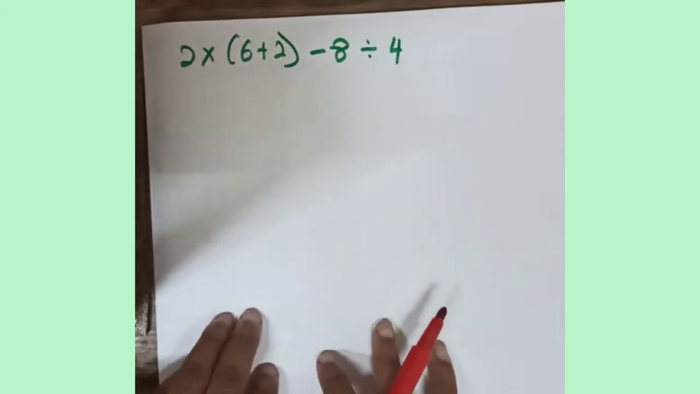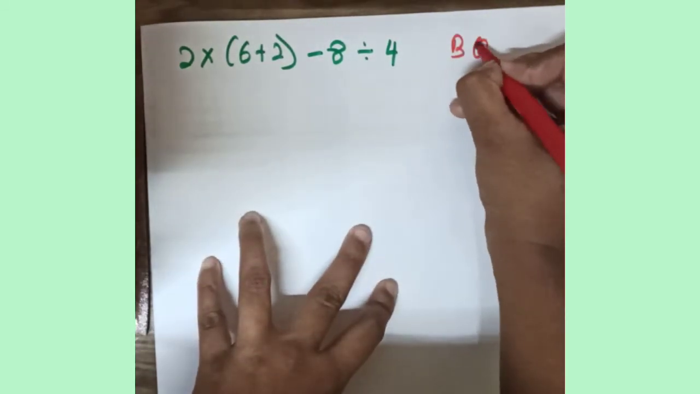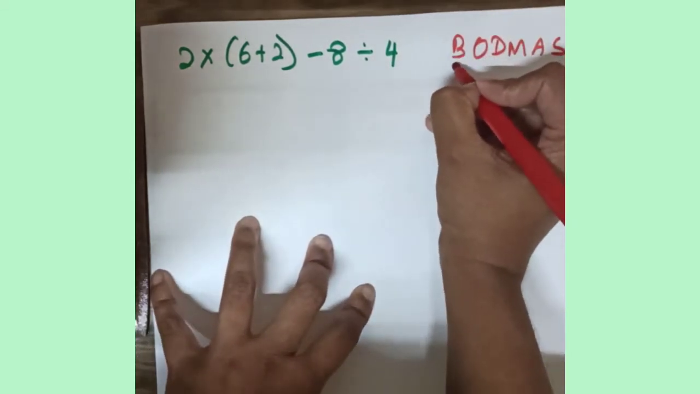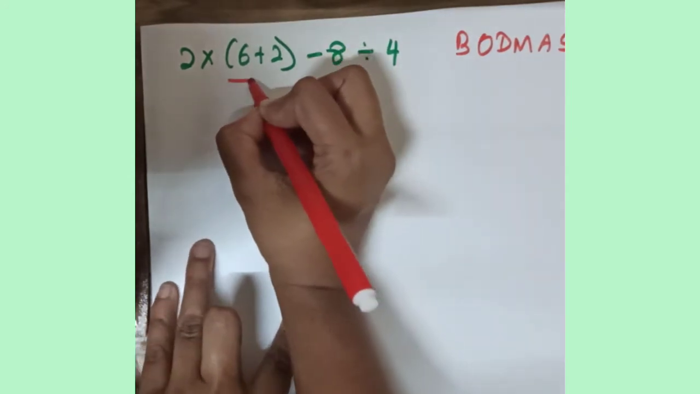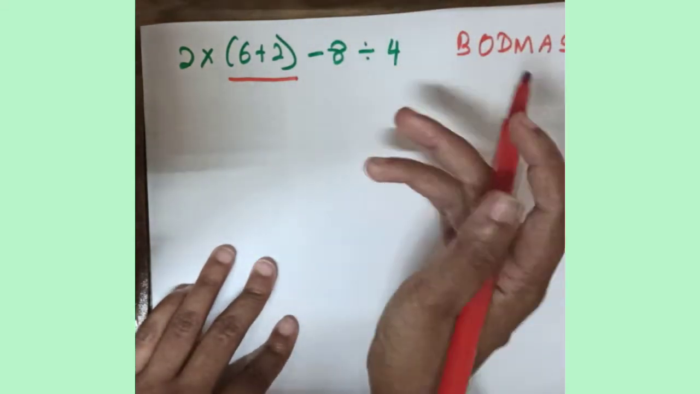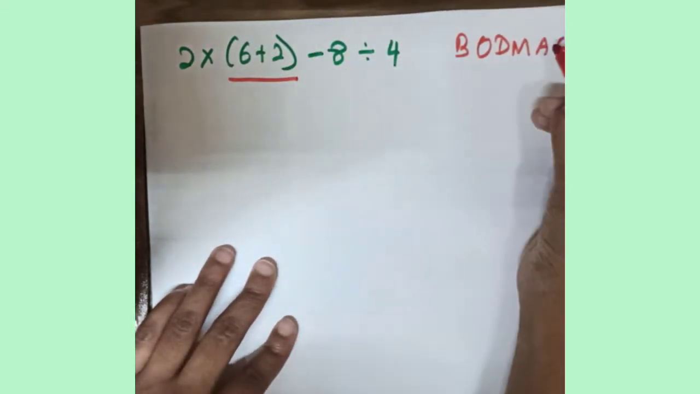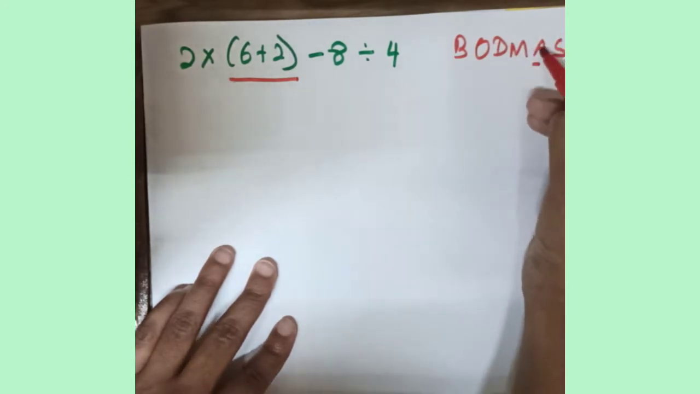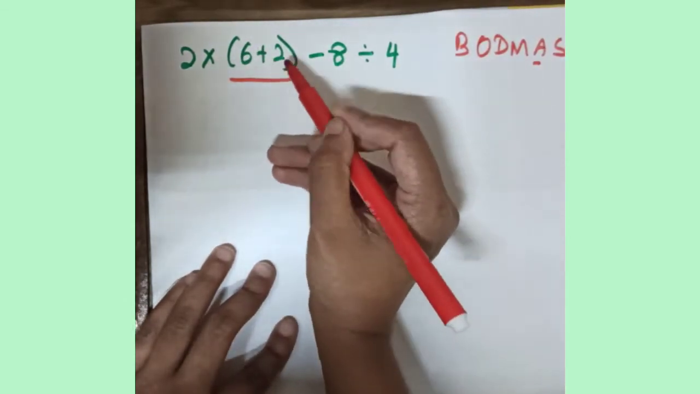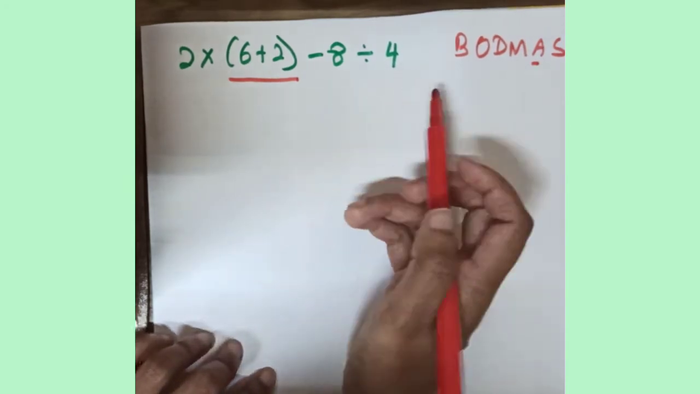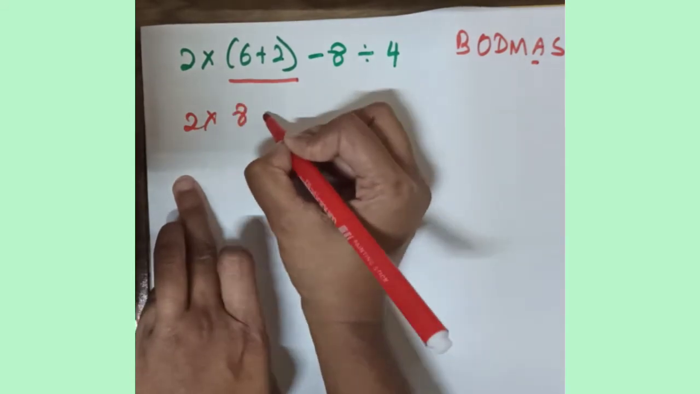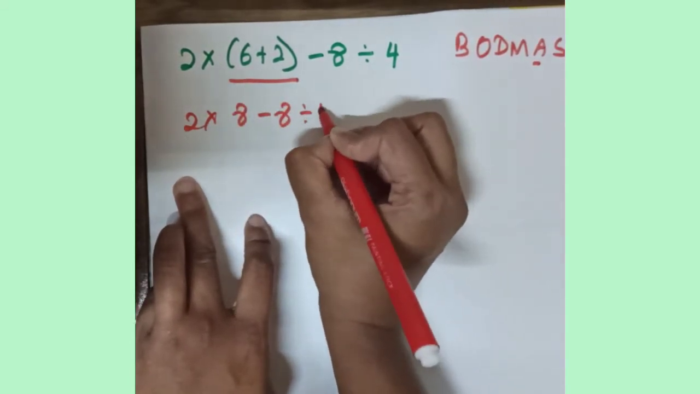Okay, now let us look into this example. Let's write BODMAS first. What should we do first? We should solve the brackets first. So brackets means this one. We are going to solve this first. But do you have a doubt that inside brackets, of course, there is an addition operation to be done? But addition should be done in the fifth place. Don't get confused. Whatever the operations inside brackets should be performed first because it is inside the brackets. So 2 into 6 plus 2 is 8, minus 8 divided by 4.